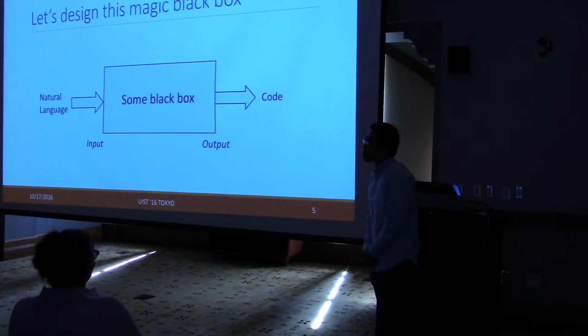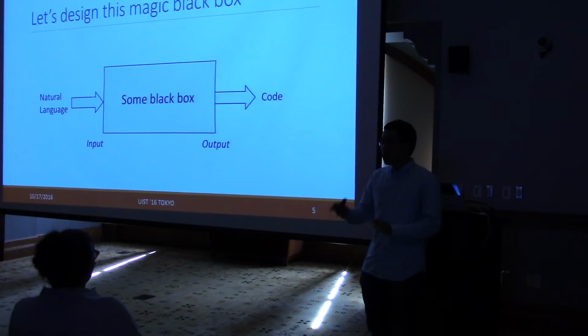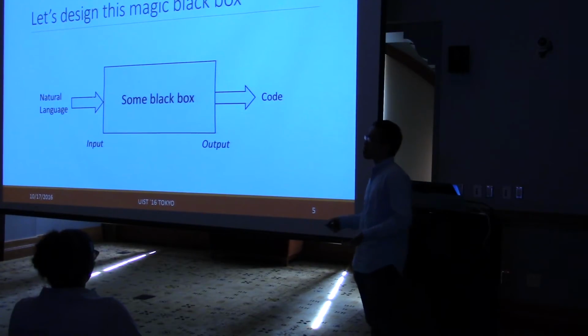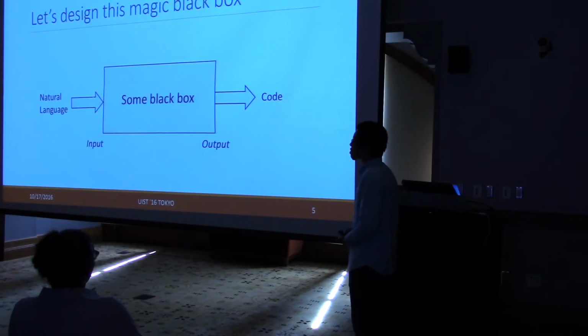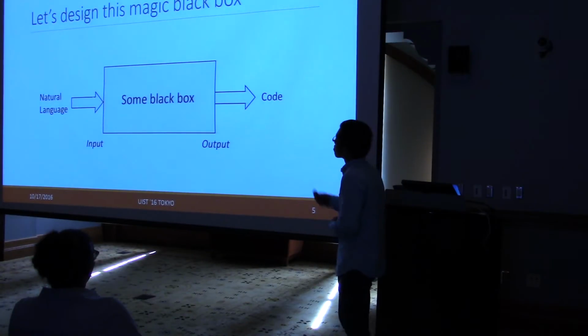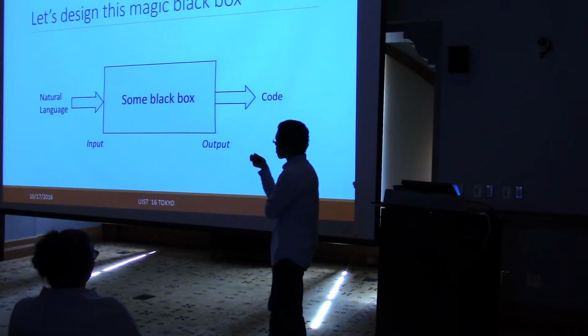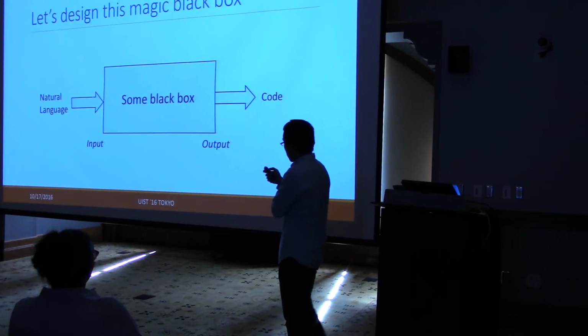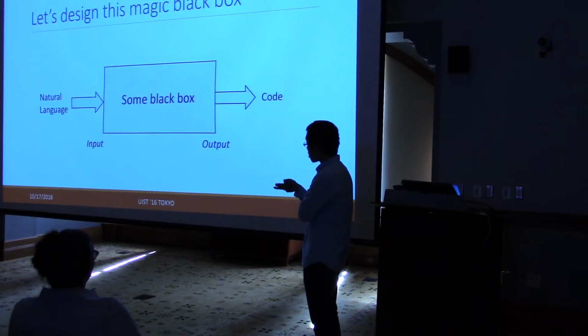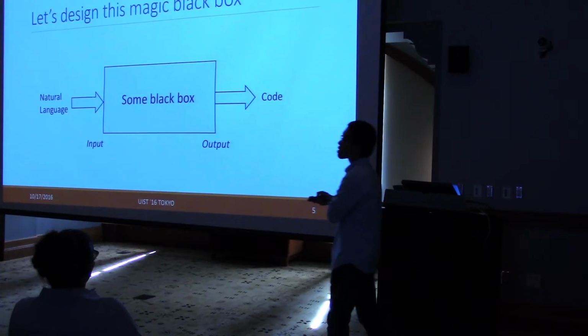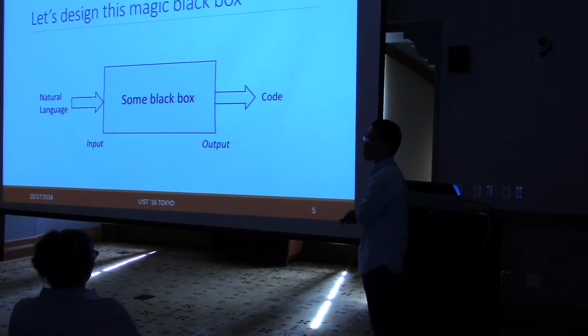Deep learning models are all like black boxes, right? So designing a deep learning method is kind of like designing a black box. All we want to do here is to design a black box that supports a certain kind of input and produces a certain kind of output. And the simplest case is a black box that takes natural language as input and produces code as output.